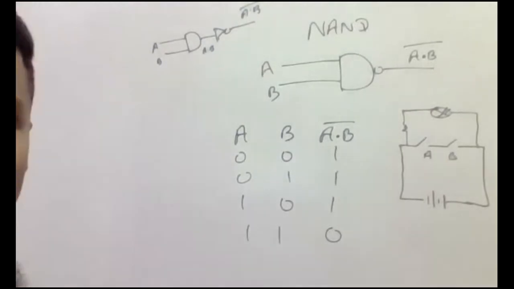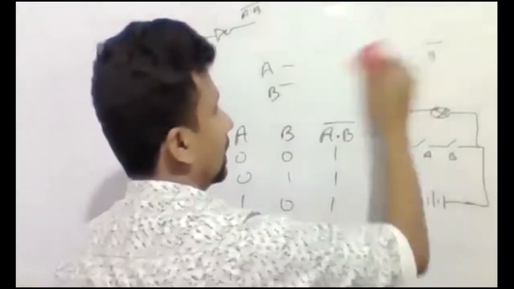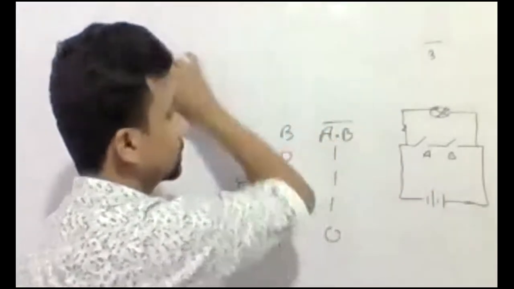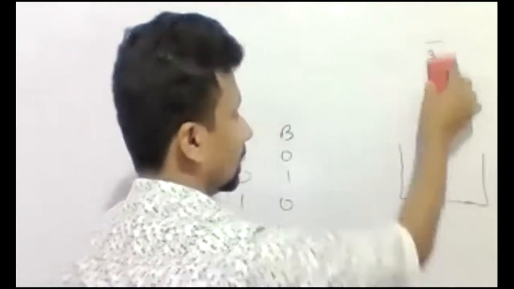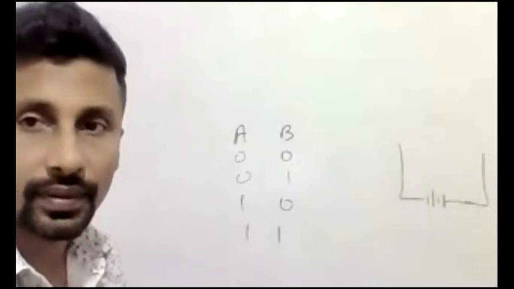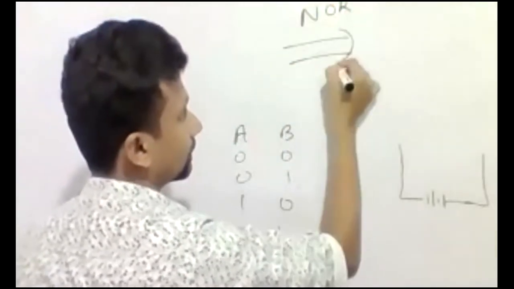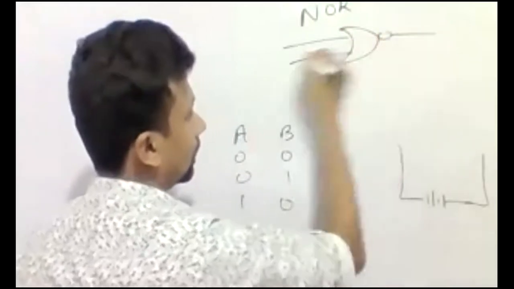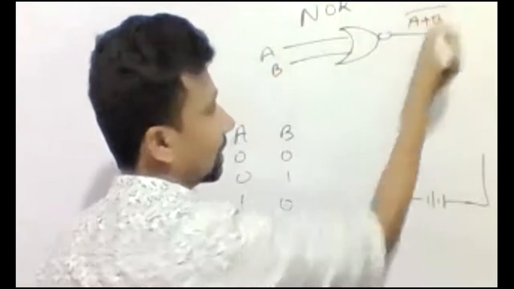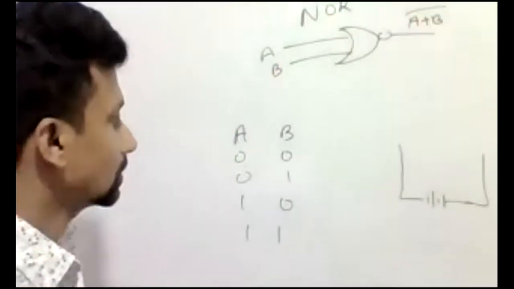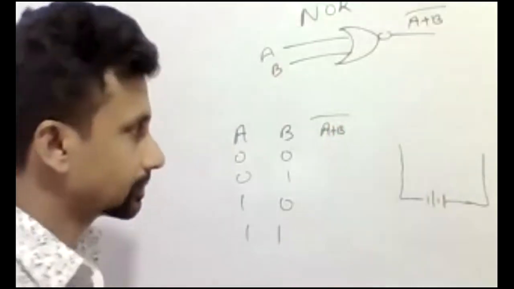Okay, we'll see the next one. This is the NAND gate. Next one, NOR gate. It looks like this. If you input A, B, your output will be (A plus B) dash, right? So here, the truth table, we'll see how this truth table is coming.